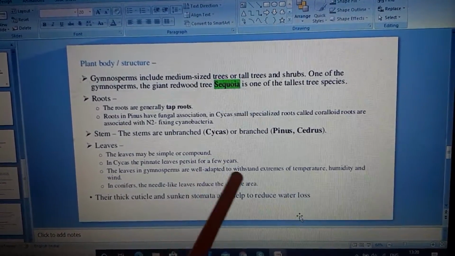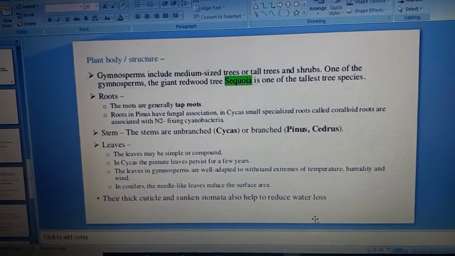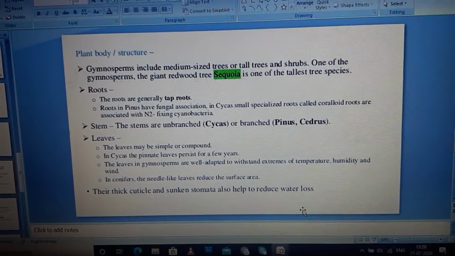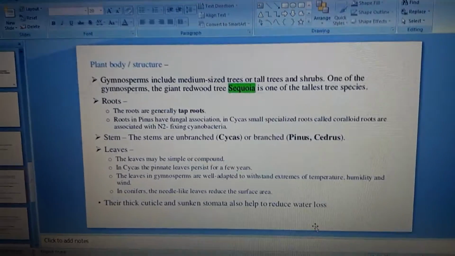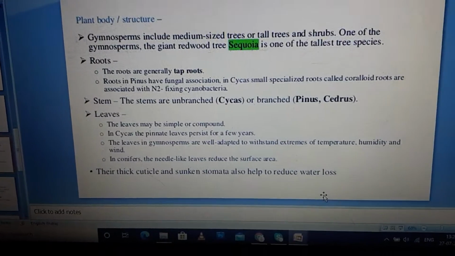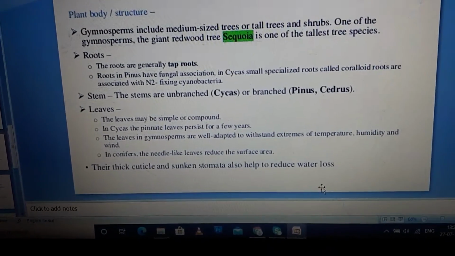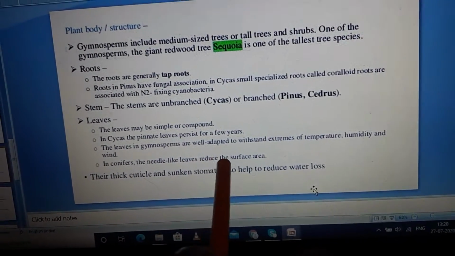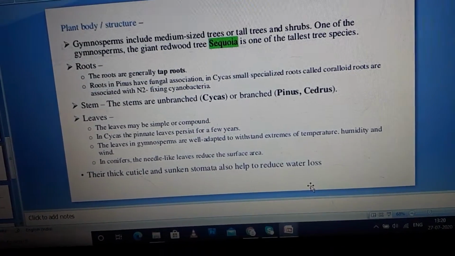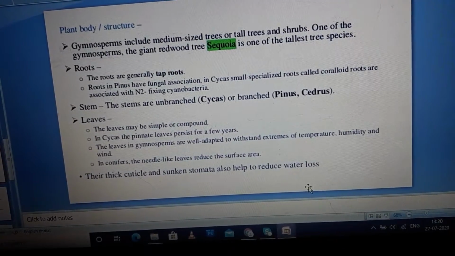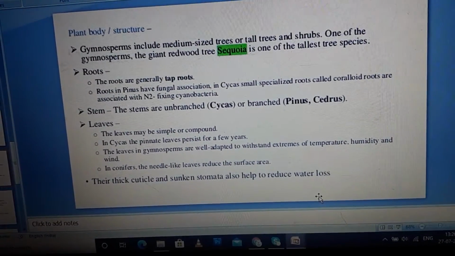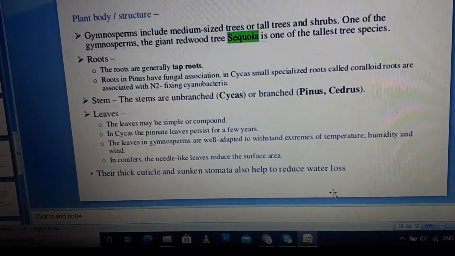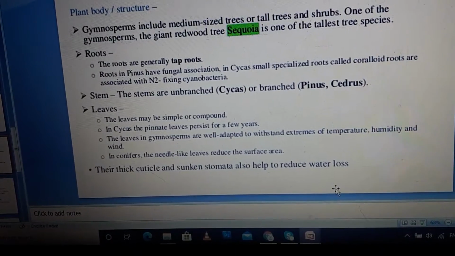Leaves of gymnosperms are well adapted to withstand extreme temperature, humidity and winds, as this is the climate in hilly areas. There's a huge wind which blows. In conifers, we have needle-like leaves to reduce the surface area also, so that the snow doesn't stick over it. They have a thick cuticle and sunken stomata to reduce water loss.